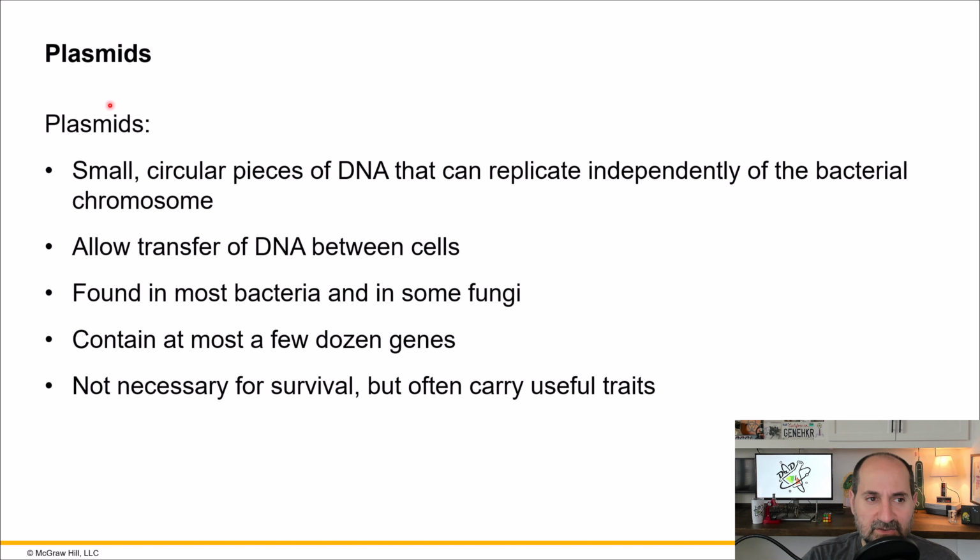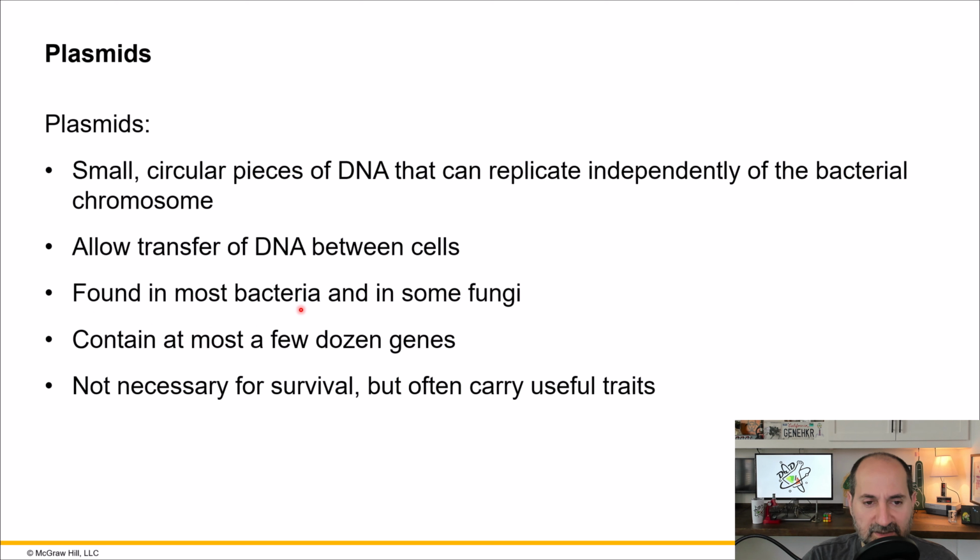Remember, plasmids are small circular pieces of DNA that are non-chromosomal, or extrachromosomal. They contain at most a few dozen genes. They're not necessary for survival, but often carry useful traits such as genes for antibiotic resistance or for producing toxins and such.